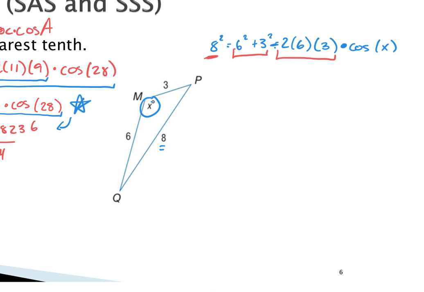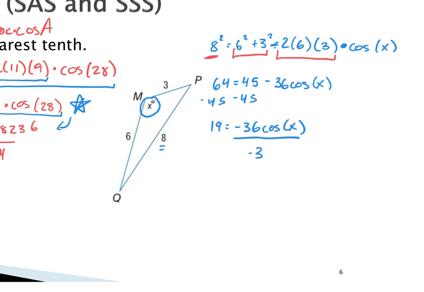Now, as I go to solve, I need to get x by itself, so I'm going to subtract 45 from both sides. And yes, you can use calculators for a lot of these in-between steps, or you can just know the math at the top of your head. And you're left with this. From here, now we can divide. I'm going to divide by negative 36 and get my cosine all by itself.